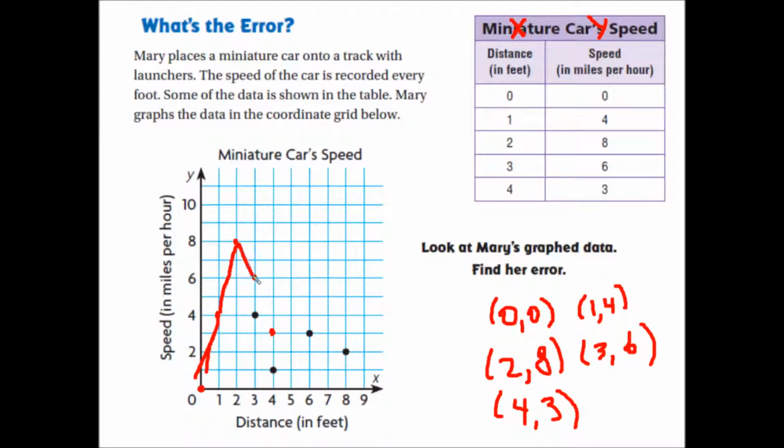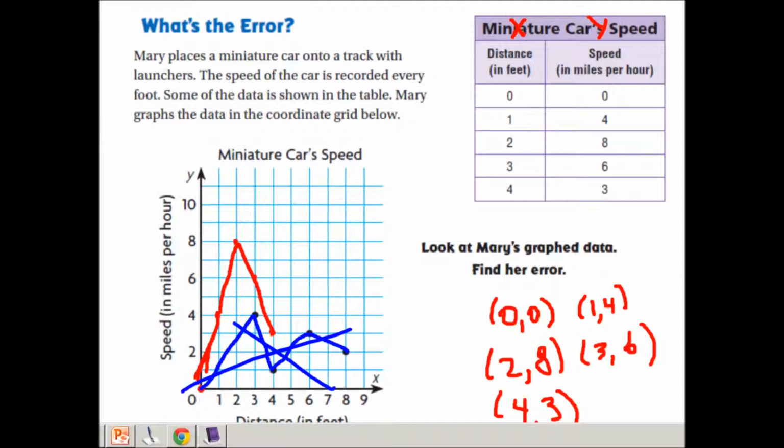Her car goes fast after being launched and then slows down from friction. That makes sense. Now, what she graphed is a car speeding up, slowing down, speeding up again somehow, and then slowing down again, and never going very fast. That is incorrect. That is not what is representative of the data. So that shows you why you cannot mix X and Y.